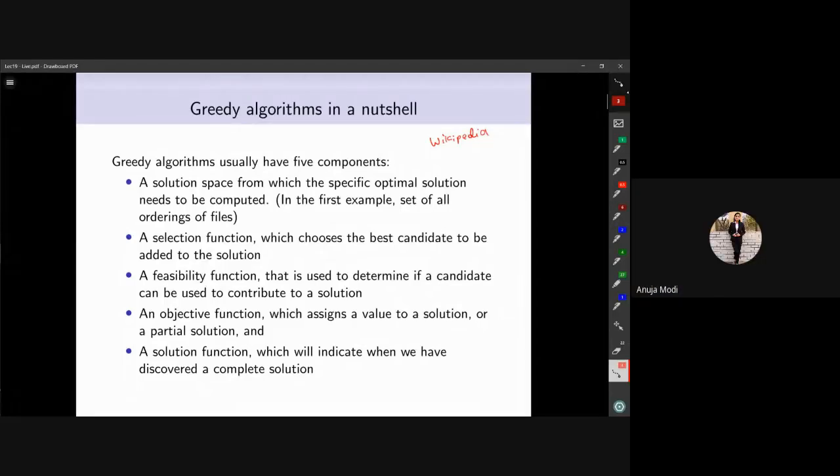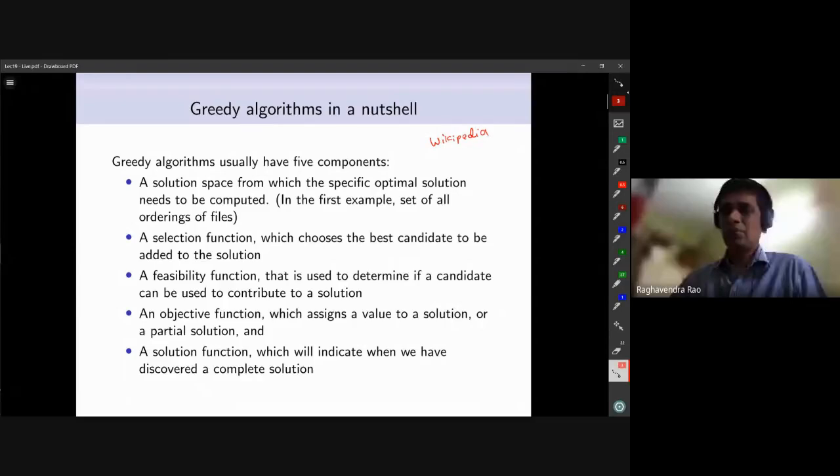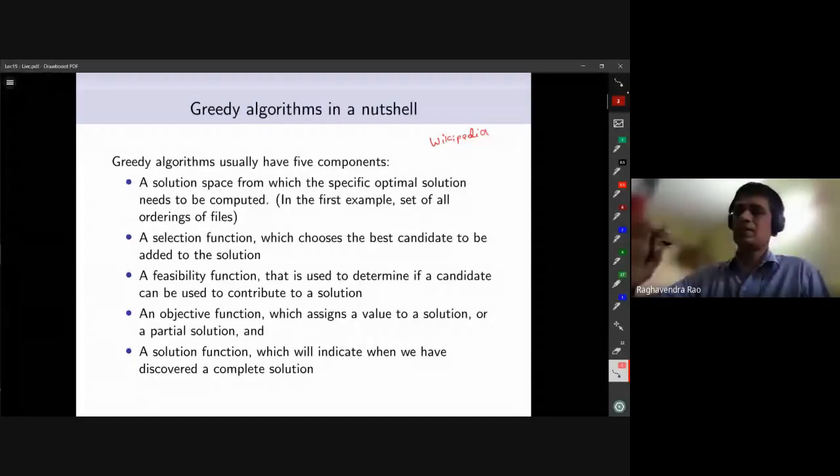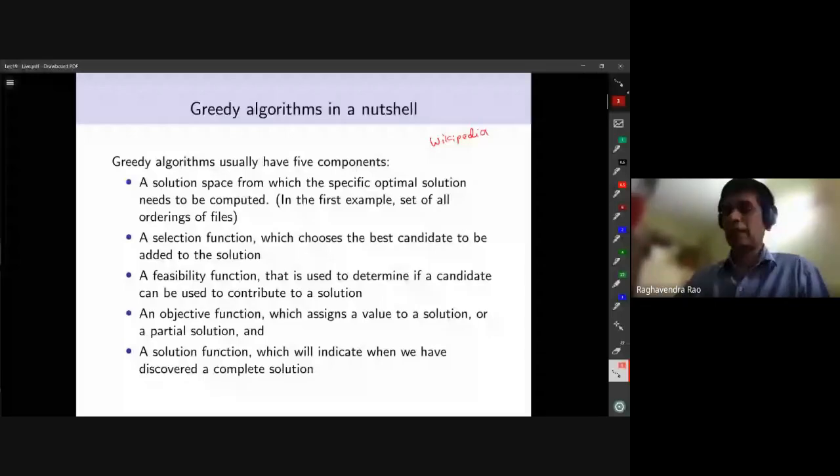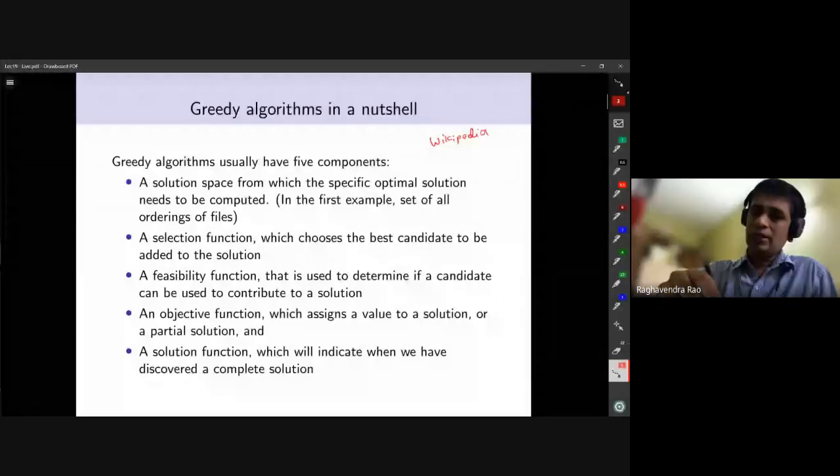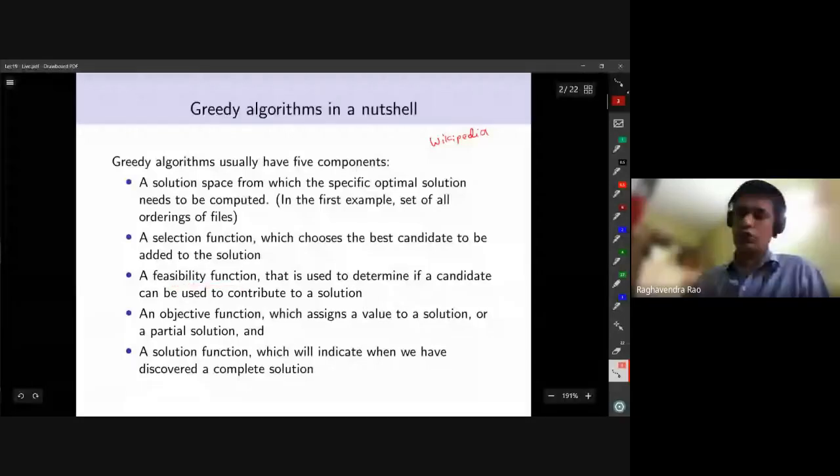Yes, sir. So their solution function does not make much of a difference as such. Okay, so like I said, this is a general, full general description of a greedy algorithm. We will not be really nitpicking on all the specific functions. We'll be looking at a very simplified version of it. I'll come to it very soon. A very simplified skeleton. So this is something that all of you need to know.